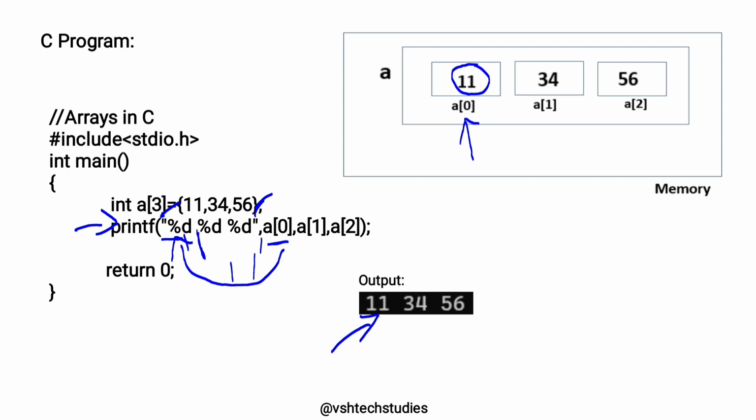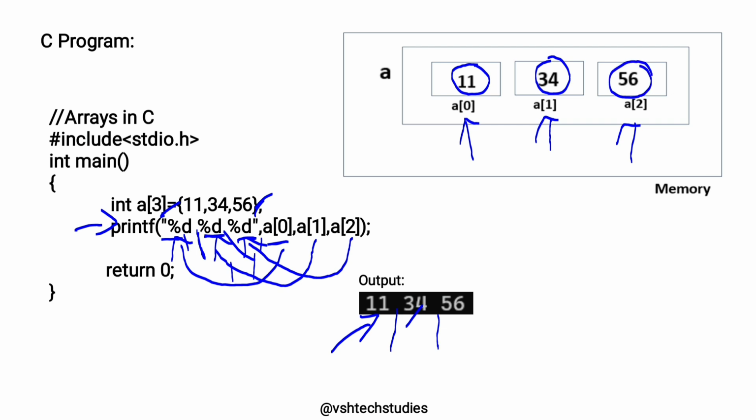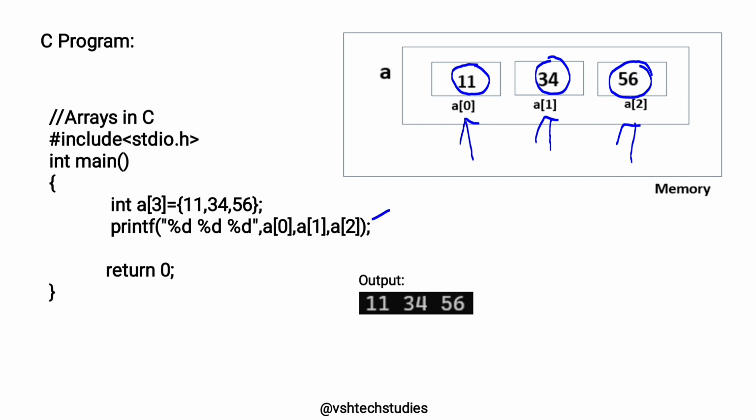After that a space is mentioned, so a space will be printed. The second percentage %d will be substituted by a of 1. a of 1 is 34 and hence 34 will be printed. After 34, a space is mentioned in the instruction, so a space will be printed. Next, for the third percentage %d, the value from a of 2 is substituted. The a of 2 memory location has 56, and hence 56 will be printed on the monitor. That is how this printf will print all three elements of array A on the monitor.